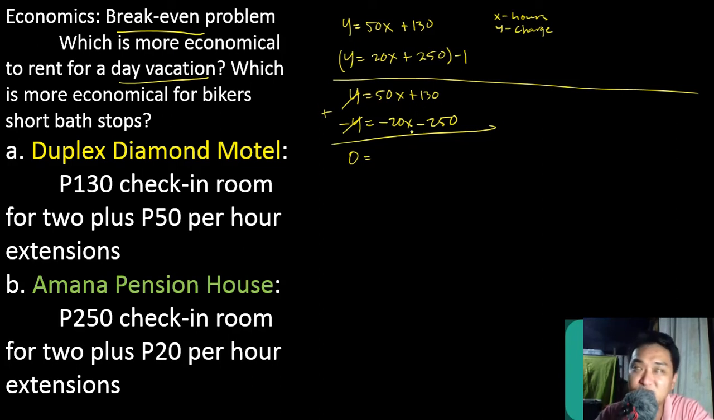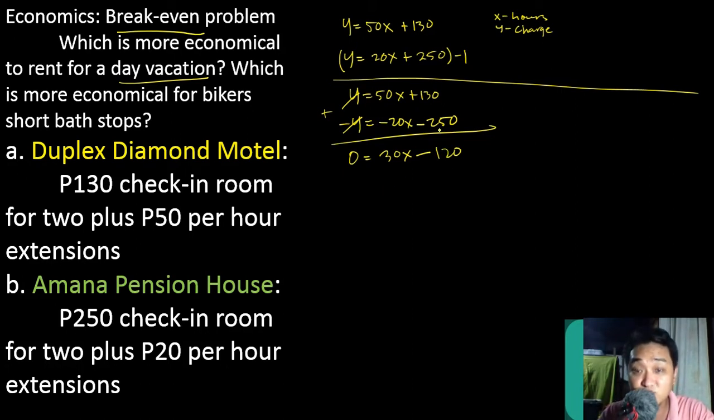Now, 50x minus 20x, that will be 30x. How about here? Positive 130 minus 250. Syempre, mas malaki yung 250. So, we will follow the sign of the number which has the greater absolute value. And let us subtract 250 minus 130. Bakit sinubtract? Kasi magkaiba sila ng sign. So, 250 minus 130 is 120.